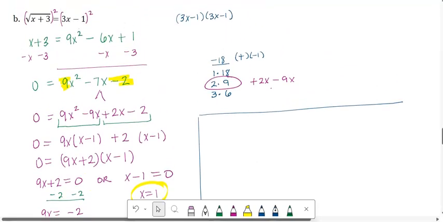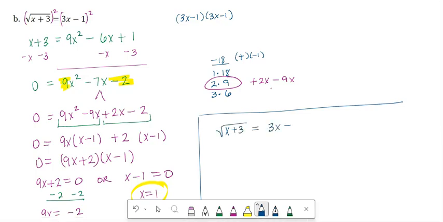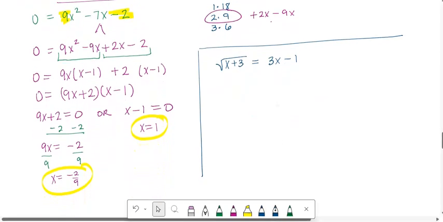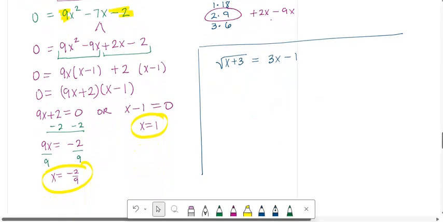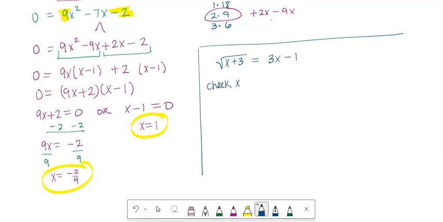So our original was the square root of x plus 3 equals 3x minus 1. This was our original equation. Let's start with the 1 because it's easier to plug in. Let's check x equals 1. So I'll have, I'm replacing x with 1.